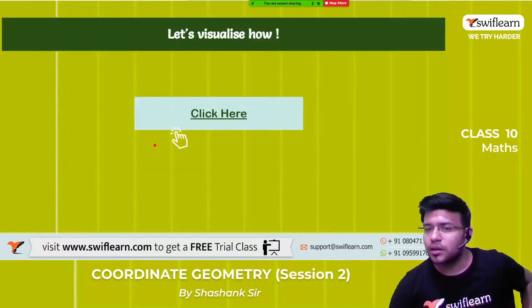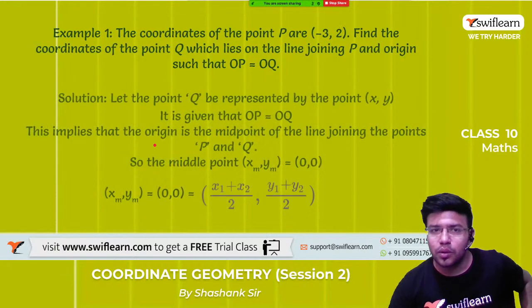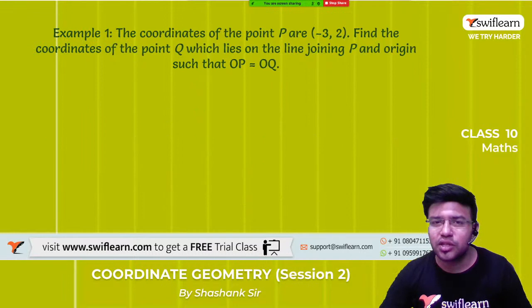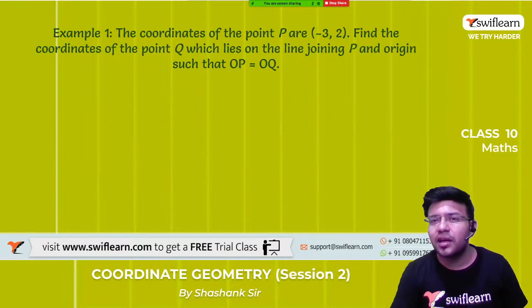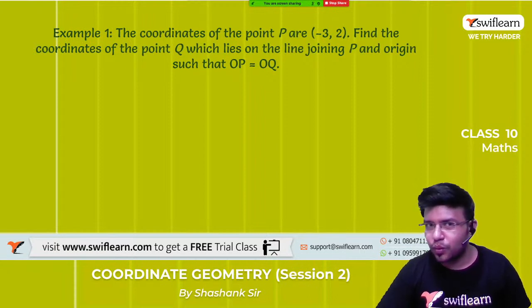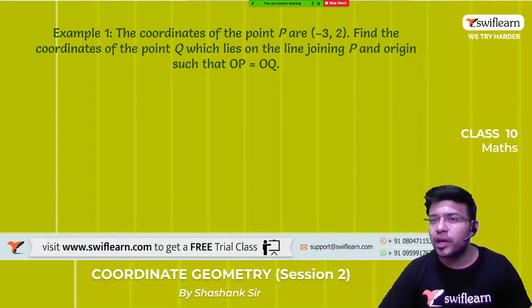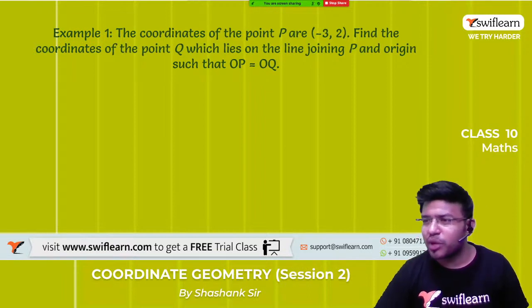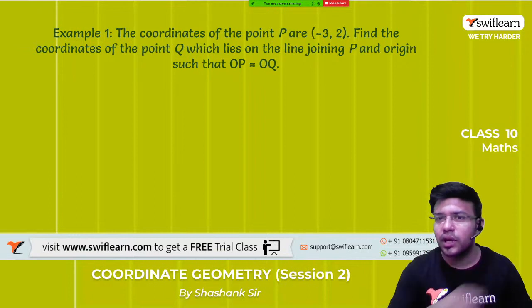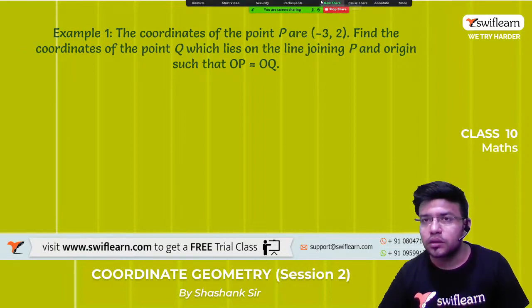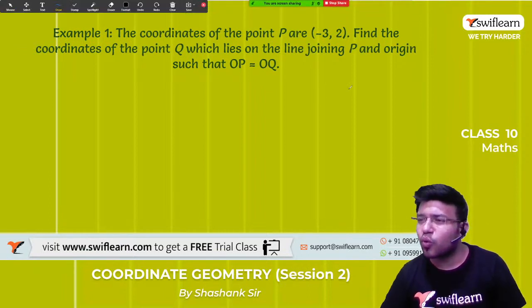Yes, now okay, let us solve an example. Let us solve an example. क्या दिए है? The coordinates of point P is 3, 2. Find the coordinate of point Q which lies on the line joining P and the origin. Hint भी दिया है such that OP is equal to OQ. Okay, नहीं, that is required. This is not a hint, this is required.